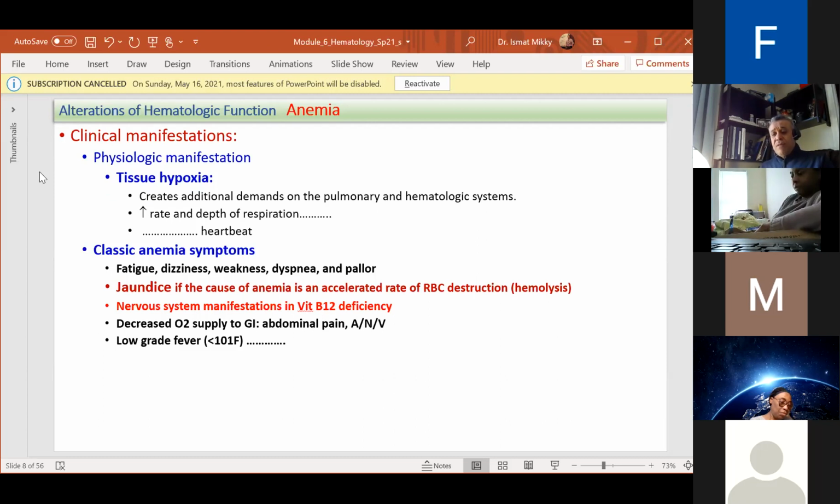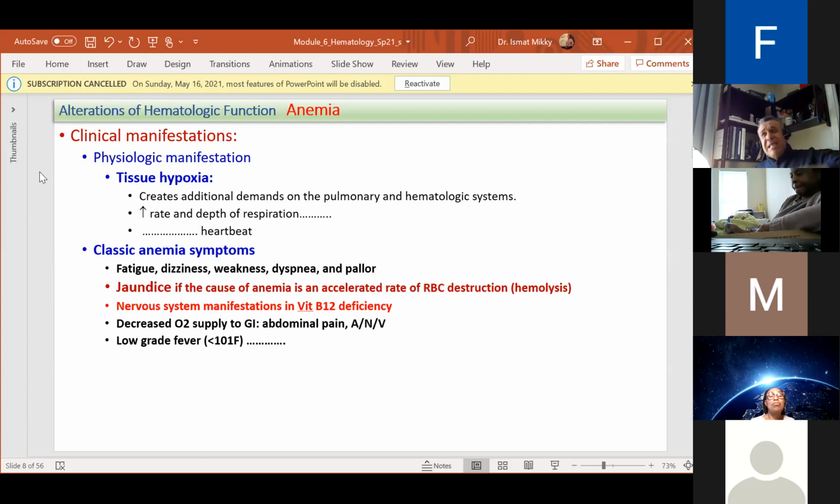Patients will, from the increased rate and depth of respiration, have shortness of breath. Heart rate: what do you think the heart rate will be like, going up or decreased? Bradycardia versus tachycardia. So patients with anemia, would you anticipate them to have brady or tachycardia? Tachycardia, right. So a rapid pounding heartbeat is expected.